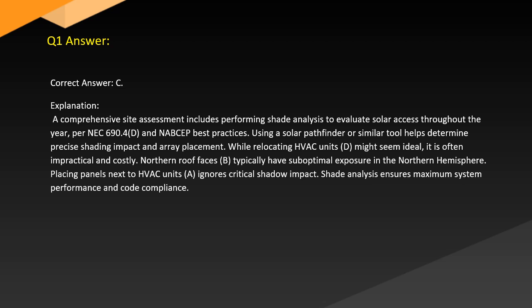While relocating HVAC units (D) might seem ideal, it is often impractical and costly. Northern roof faces (B) typically are not optimal exposure in the northern hemisphere. Placing panels next to HVAC units (A) ignores critical shadow impact. Shade analysis ensures maximum system performance and code compliance.